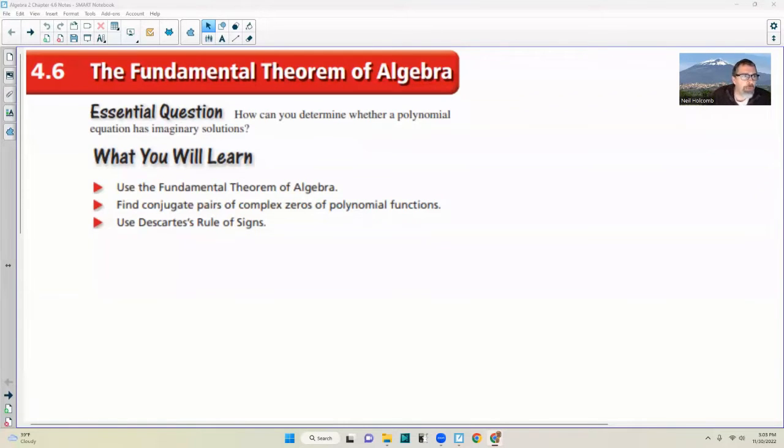Okay, this is chapter 4.6, the fundamental theorem of algebra. The essential question is, how can you determine whether a polynomial equation has imaginary solutions? What you will learn: use the fundamental theorem of algebra, find conjugate pairs of complex zeros of polynomial functions, and use Descartes' rule of signs. So lots of exciting stuff here, so let's get going.